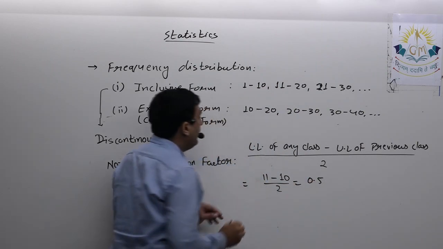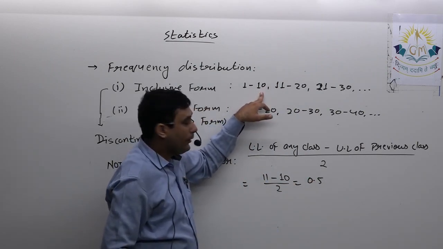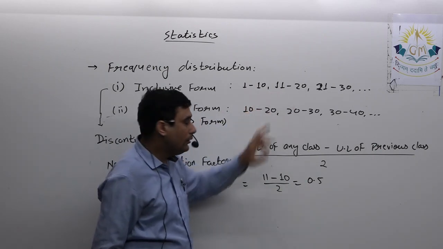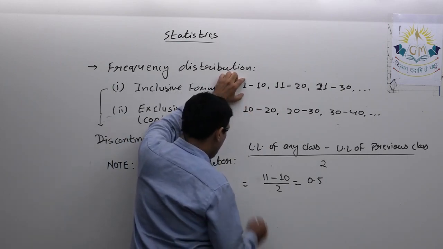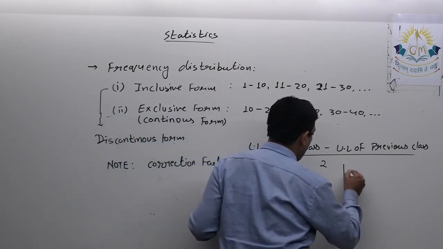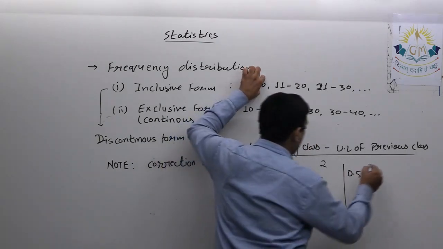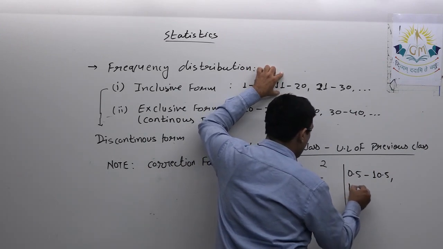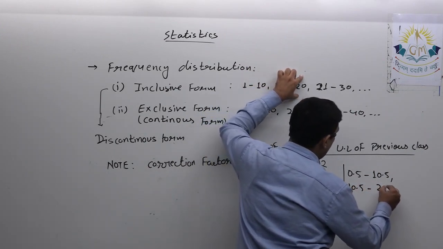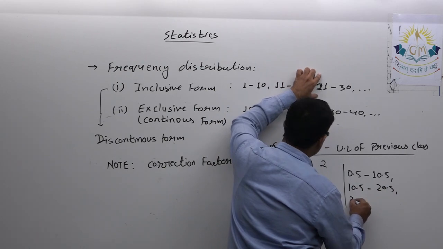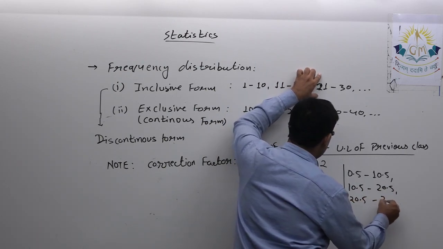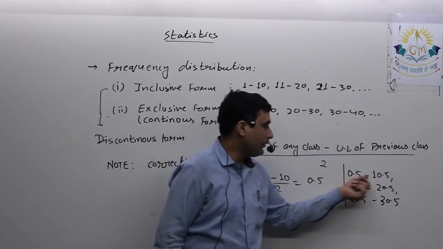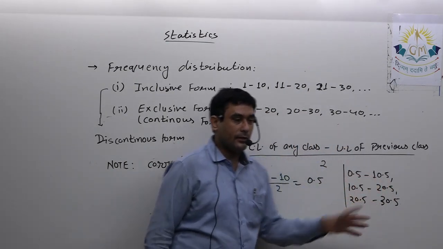Now what I will do, I add 0.5 in the upper limits, and I will subtract 0.5 from the lower limit. So if I subtract from here, I will get 0.5, and here it will become 10.5. So this is the first class. Then again I will subtract, so here I will get 10.5, here 20.5, and here 30.5. So you can see now the classes are continuous, where the first class ends, the second starts from that.